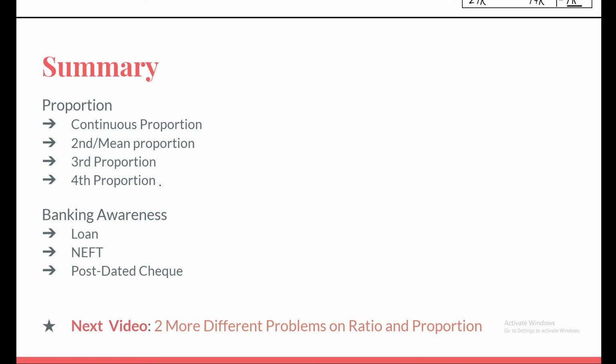Now what is the fourth proportion? Fourth proportion is the fourth value for a normal proportion, not in a continuous proportion. So I hope you understood the concepts, and if you have any doubt you can watch the theory part for ratio and proportion, where we have discussed this thoroughly. And for banking awareness, we have learned loans, NEFT and post-dated check. So I hope you enjoyed the session.